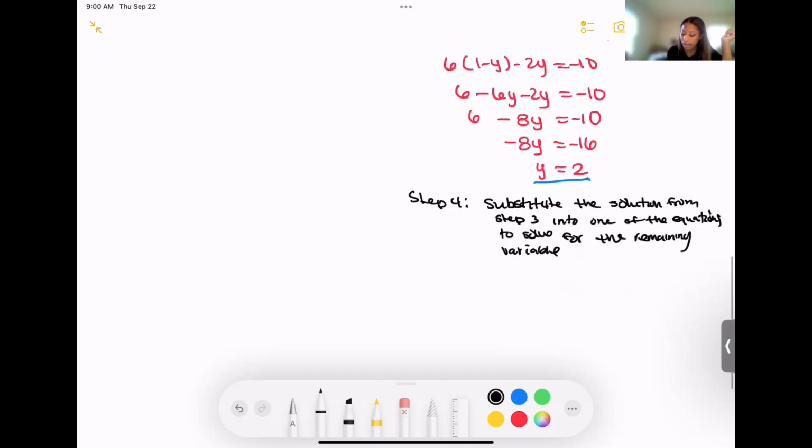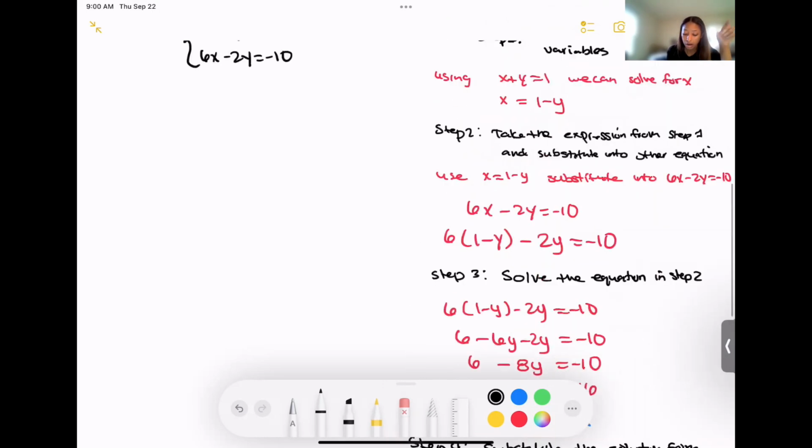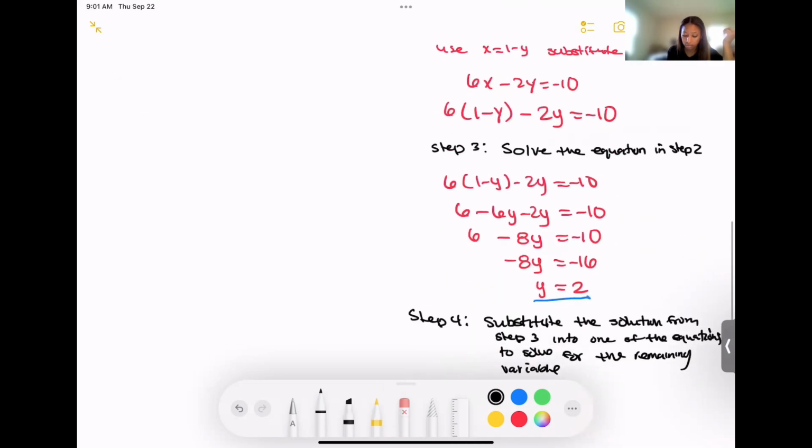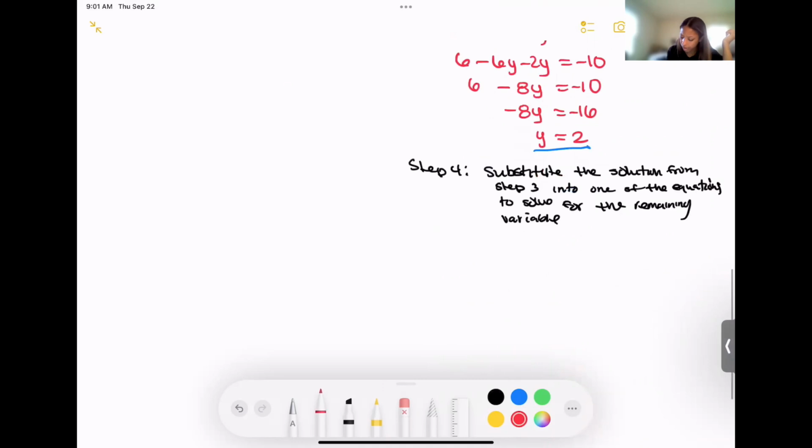All right, so in our case, and we have to scroll up a little bit, our original equations were x plus y equals 1 and 6x minus 2y equals negative 10. I'm going to use x plus y equals 1. So we have x plus y equals 1. We're going to substitute in 2 for y. So that gives us x plus 2 is equal to 1. And then if we subtract 2 from both sides, x is equal to negative 1.